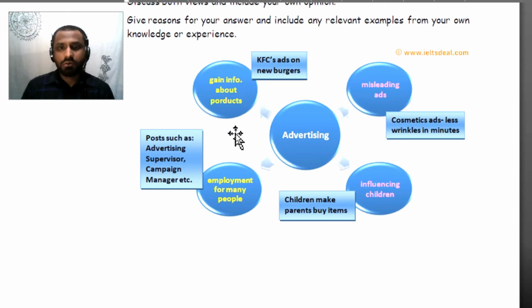Okay, so when I write about the positive side of advertising, I know that I'm going to write about the benefit of gaining information about products, and I'm going to support my ideas by showing the ads from KFC about their new burgers. And if you look here, you will see another important point regarding the positive side. I've written employment for many people.